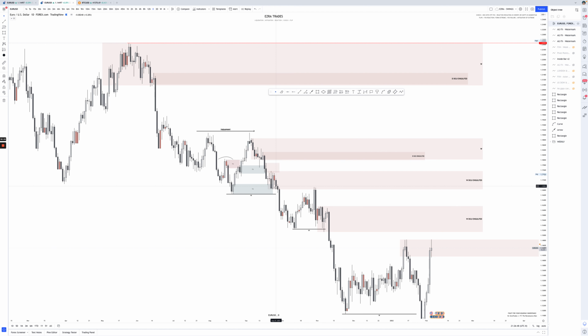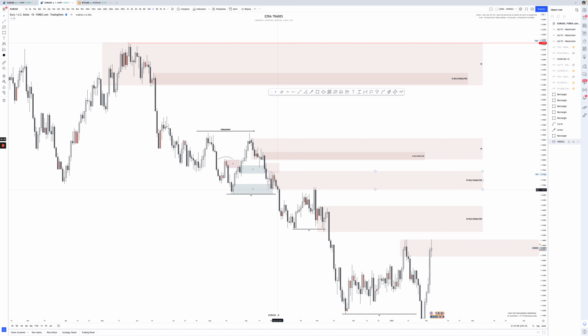Now, can I refine this? Possibly, maybe even to these wicks more, right? But the reality is that it's not a very clean level on the weekly or on the daily, right? So I'm going to leave it as it is, and I'm just going to wait and see what happens, right? So anyways, let's move to the next area.